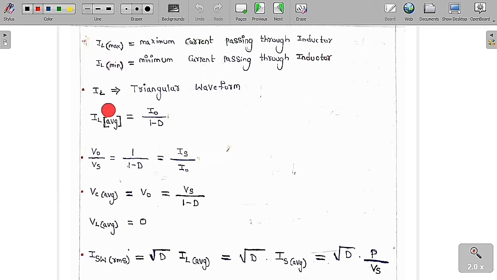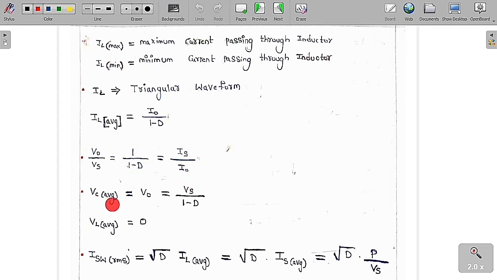I have already told you the inductor current IL is a triangular waveform, and the average value of the inductor current is equal to the average value of the source current, which is I naught by 1 minus d. And V naught is equal to Vs by 1 minus d, and Is average is equal to I naught by 1 minus d. So if you solve this, we get V naught by Vs is equal to 1 by 1 minus d, which is equal to Is by I naught.